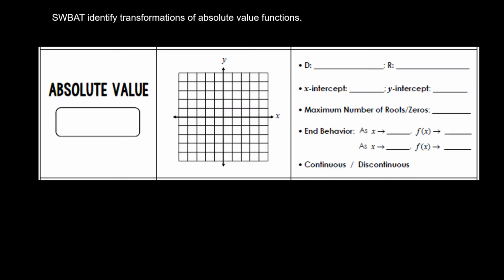So let's get started. First, let's talk about the absolute value itself. So we know that the absolute value equation is f of x equals the absolute value of x. This is that parent function. And we know that when we graph this, we get this shape here. And we know this because we've been graphing these for a while now, right? We get this V shape.